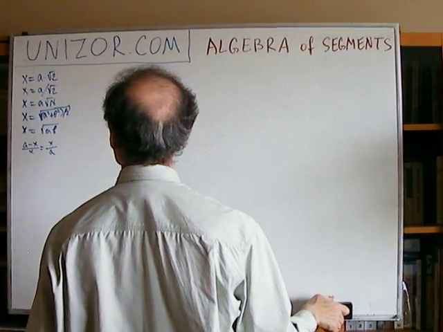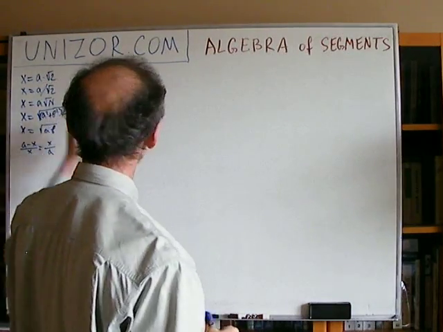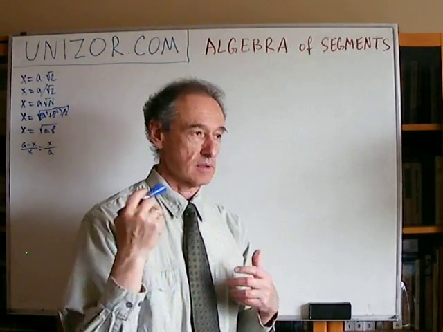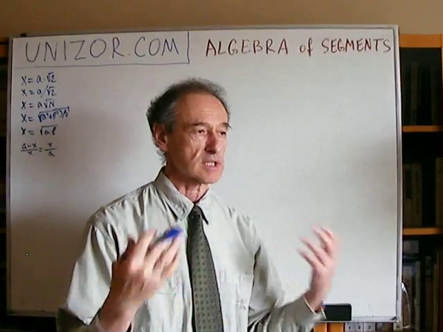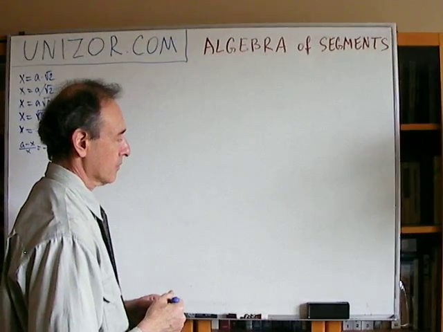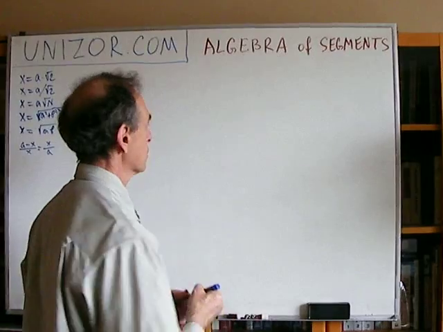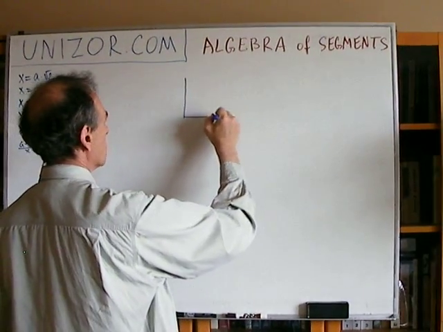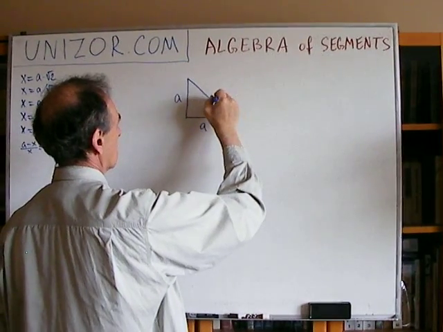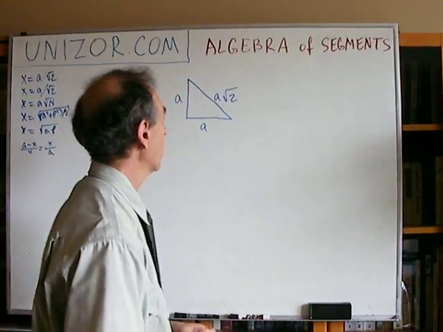All right, next. How to construct a segment of length A times the square root of any natural number n? Square root of 3, square root of 4, square root of 27, etc. Well, let me just give you the following process, if you wish. We start first with A and A, and this is A square root of 2, as we have already proven before, right?